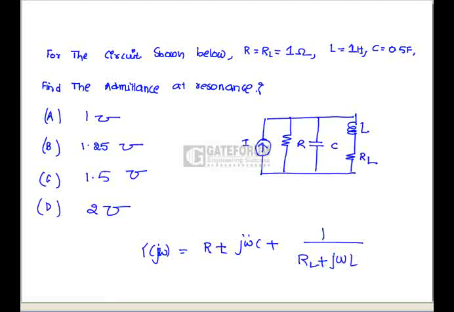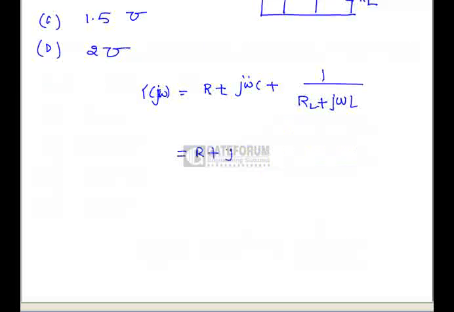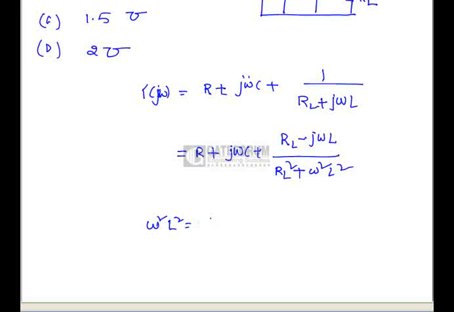So at resonance, the imaginary term is going to be 0. That means R plus j omega C plus (RL minus j omega L) over (RL square plus omega square L square). If we make the imaginary term 0, we will get omega square L square equals 1 by C minus R square. So omega square L square equals L by C minus R square.